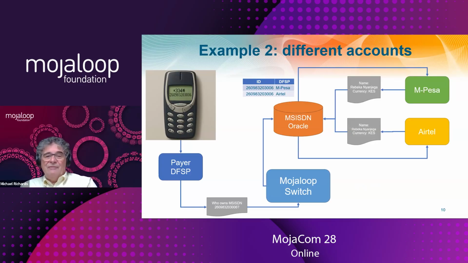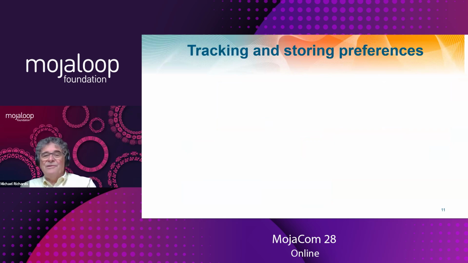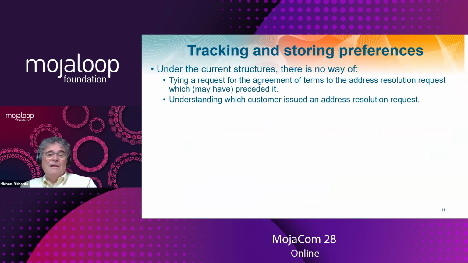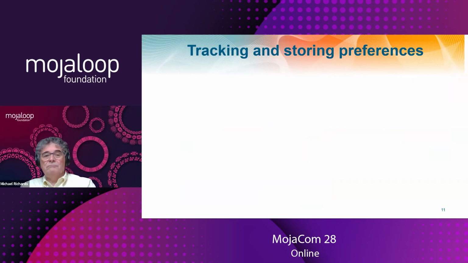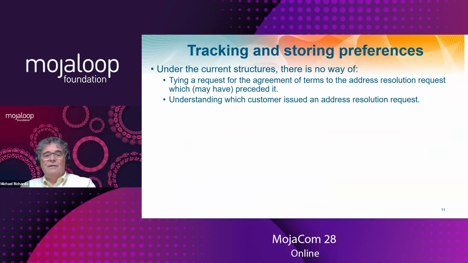Now, let's look at how we might track and store preferences. In the current structure, there are two things that we don't have. We don't have a way to tie a request for the agreement of terms to the address resolution request, which may have preceded it. And that's partly because we don't insist that an address resolution request should precede a request for the agreement of terms.